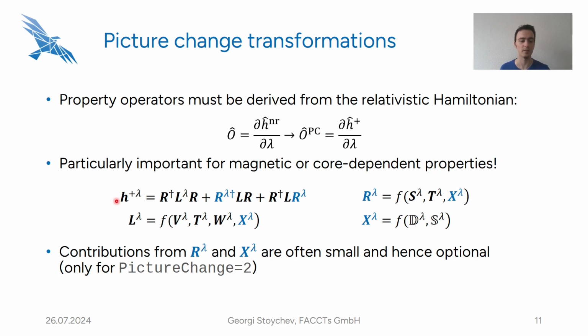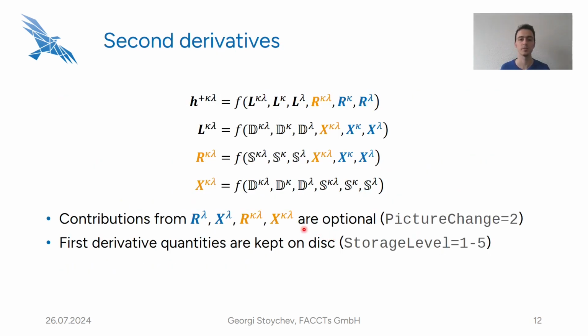Now, taking derivatives of the X2C Hamiltonian is fairly straightforward, although the equations do get a bit long, so I'll abbreviate them here. I wanted to point out that they do contain terms that are due to the derivatives of the renormalization and decoupling matrices, but they are often small, so they are optional in ORCA only for picture change equals 2. Similarly, for second derivatives, we have those contributions from first and second derivatives, and they are optional, but also we have contributions from first derivatives of the integrals, and these intermediate quantities are kept on disk, and that is governed by a variable called storage level.